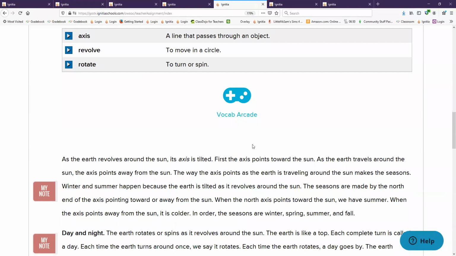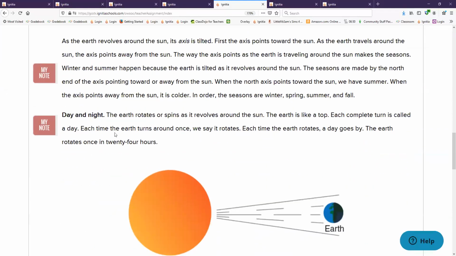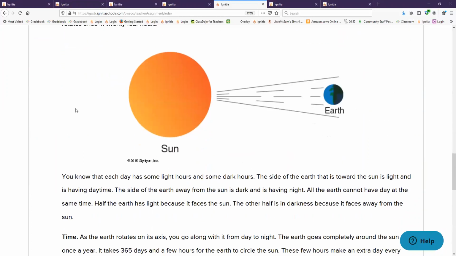Do you remember the difference between revolutions and rotations? Rotations are spinning, revolution is going around something. So day and night are caused by rotations, whereas winter and summer and the seasons are caused by revolutions. That's the noun of the verb revolves, revolution.